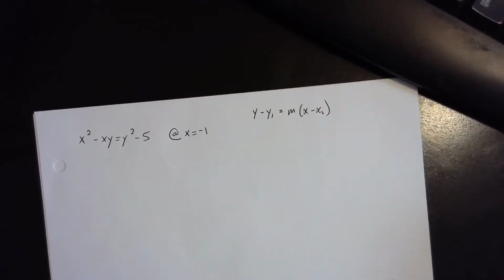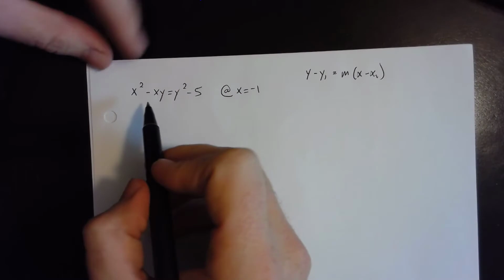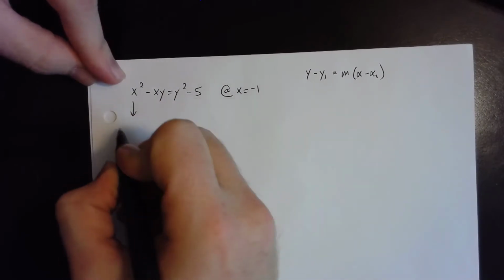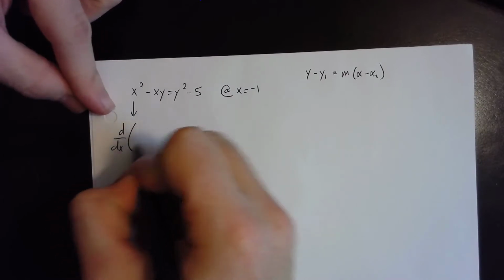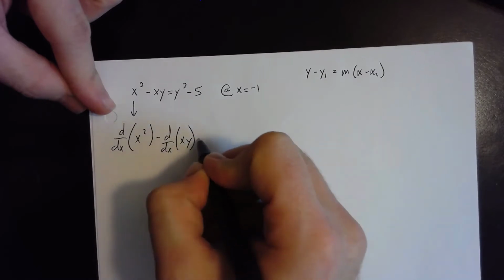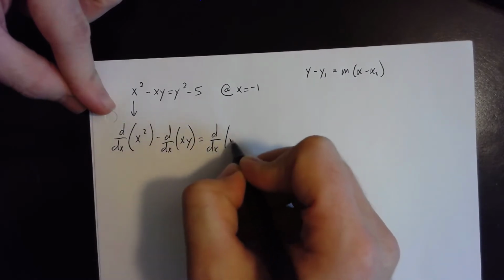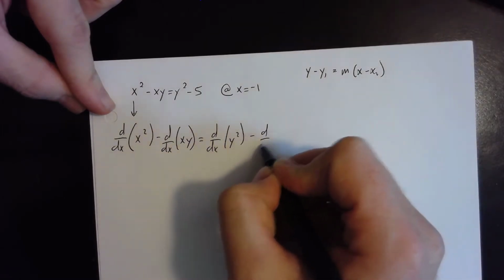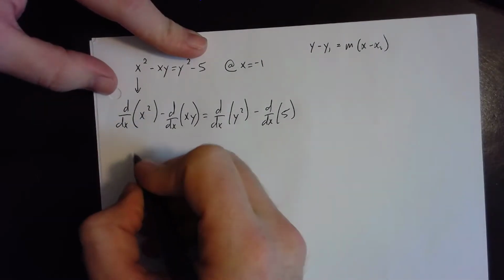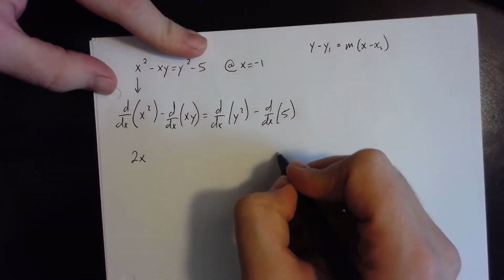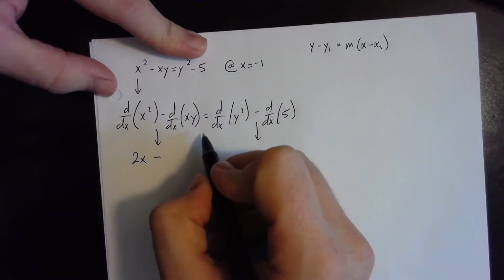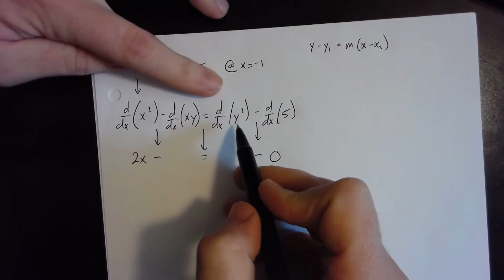And now all we're going to do here is go ahead and take the derivative of this, and this as it is. So the derivative of x squared, again, it's d dx of this entire side, x squared minus d dx of xy equals d dx of y squared minus d dx of 5. Doing the easier parts first, the derivative of x squared is simply 2x. The derivative of a constant is simply 0. Make sure we don't forget to carry down those negative symbols where they belong. I'm going to also carry down that equal sign. The last thing we need to do is deal with this one and this one.